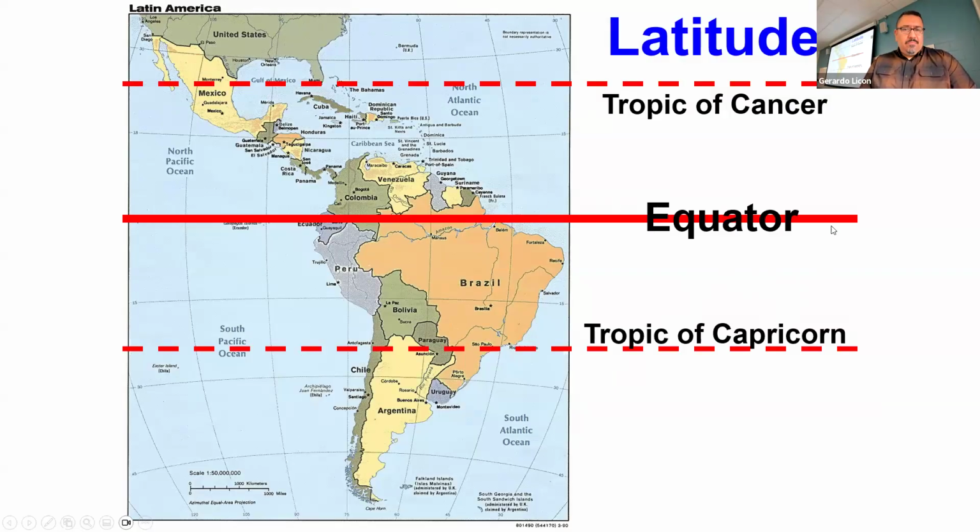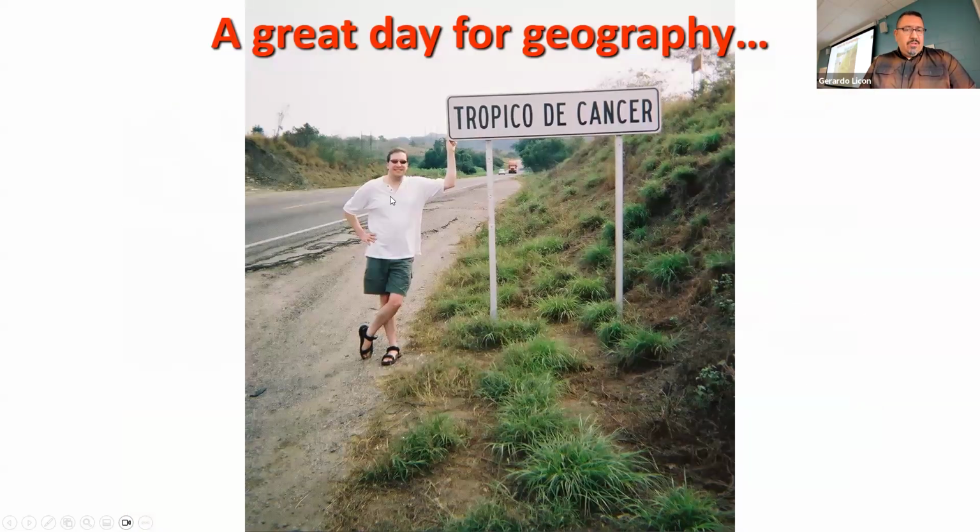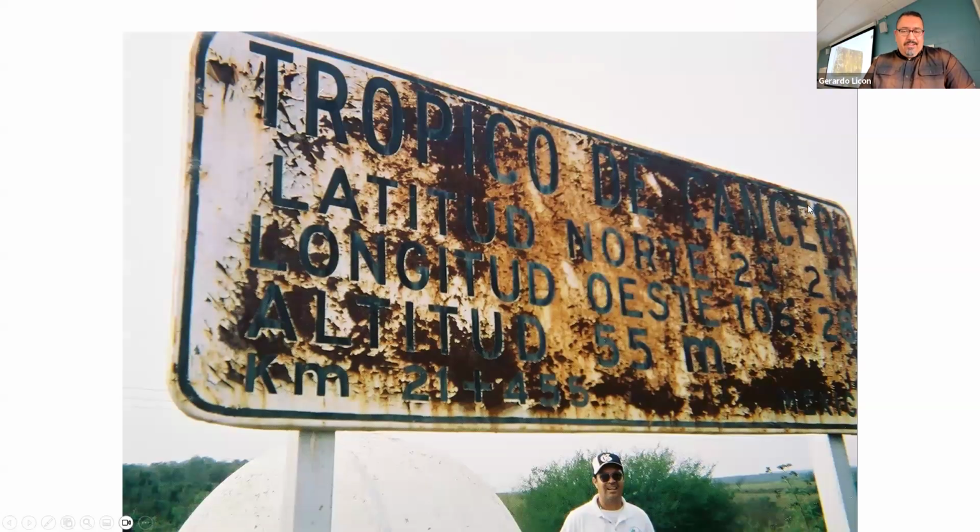Let's see. The Tropic of Cancer coincides with Mazatlan, Mexico. Here's Jeff DeGrave, former professor of geography, now in charge of the Center for International Education, I believe. He's a geographer. When he goes to Mexico, he goes to places of geographical importance, like the Tropic of Cancer and this old sign.